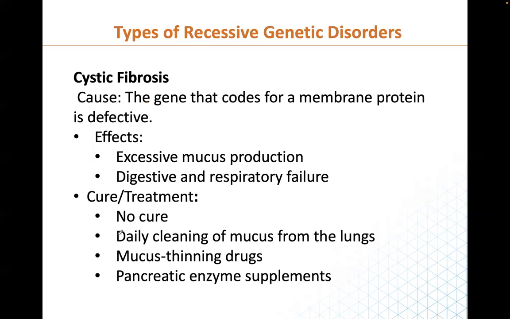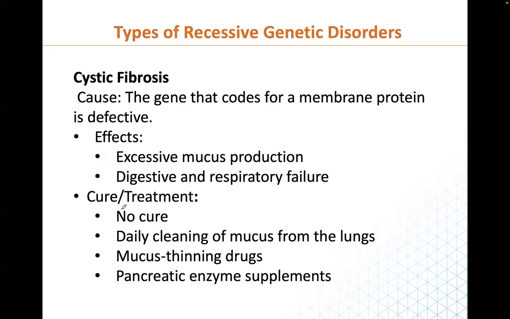Cystic fibrosis is another example of a recessive genetic disorder. The cause of cystic fibrosis is that the gene that codes for the membrane protein is defective. So what happens is there is a production of excess mucus. This excess mucus would go down the digestive tract sometimes, and sometimes it goes down the lungs, so it causes a respiratory problem and a digestive problem.